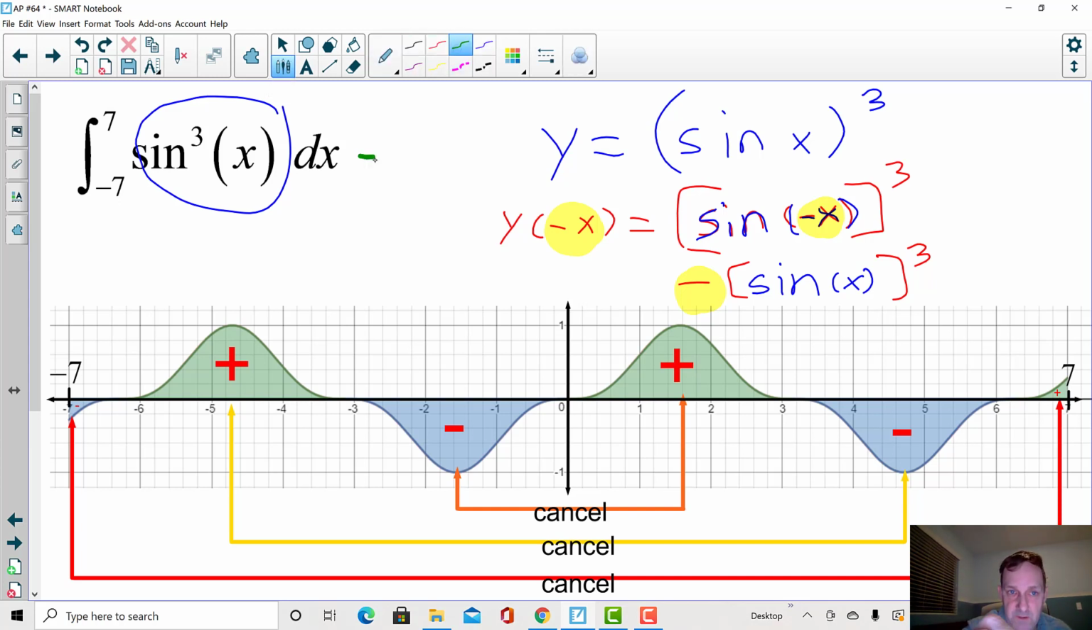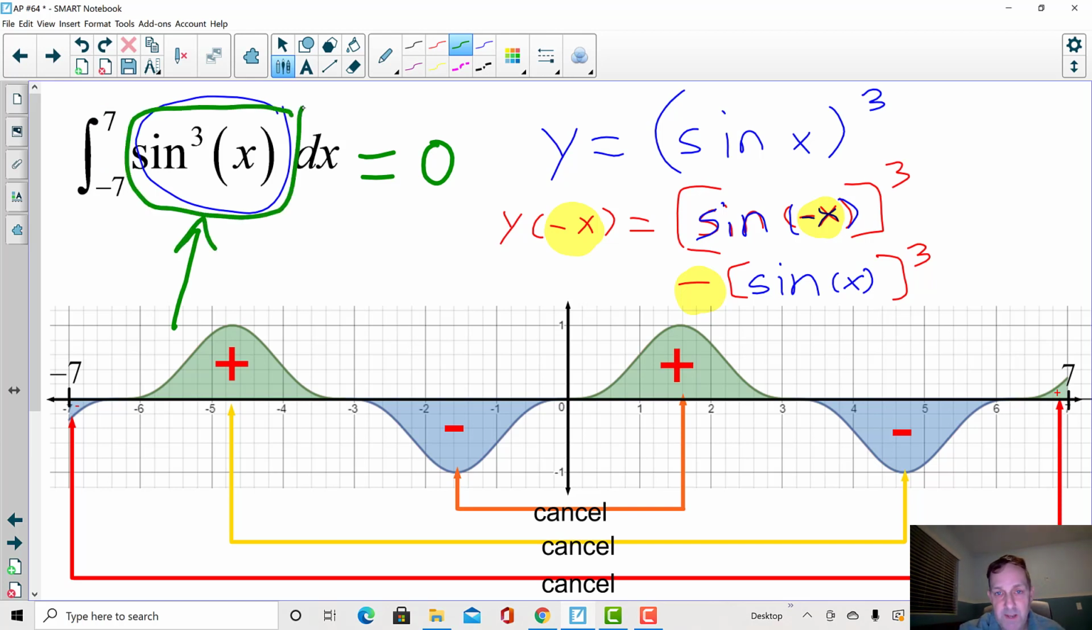So the answer to this integral is going to be 0. But again, that's because we're going from negative 7 to positive 7. It has to be the exact same number, but one is positive and one is negative. And just as a reminder, this only works if you have an odd function right here. We did have an odd function.